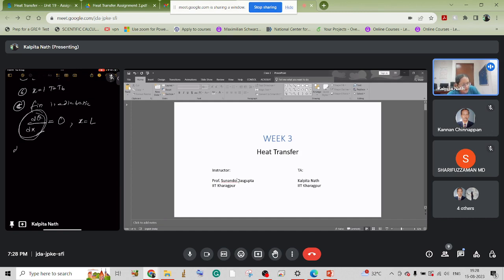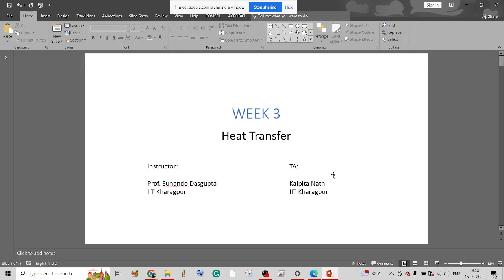And another thing is if temperature is specified at x equal to L, theta is equal to theta L. Okay, these are the four conditions that can be considered. So this is a brief of what has already been taught in class. I'm not going into further details. Let us proceed to the problem solving session today, and I'll proceed to the first question of today's class.